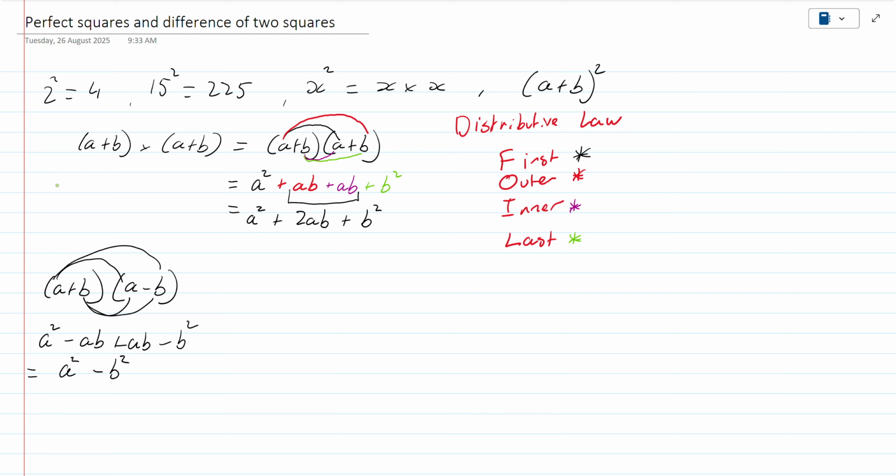So this is a perfect square. And this example is difference of two squares. Because you can see that we have a difference between a squared and b squared. So that's a difference of two squares.